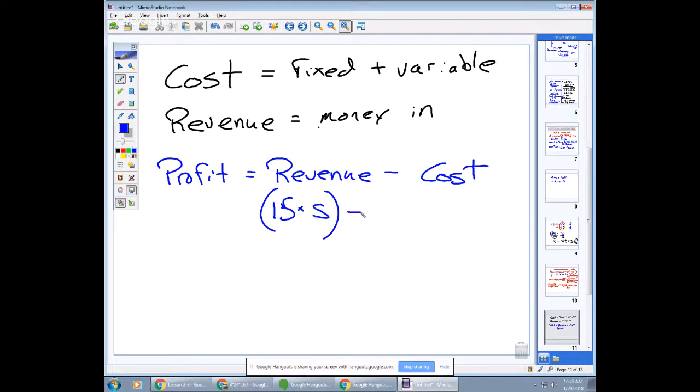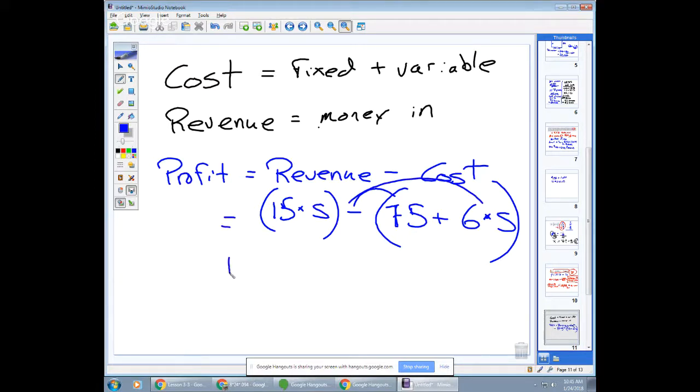All right, so then we have to minus the cost. How do we calculate the cost in this situation? 75 plus 6 times the number of shirts, so that's our 6 times S. And keep in mind the parentheses I put here is important because both the 75 has to be subtracted from whatever we have for revenue and the 6S has to be subtracted. So let's just clean that up a little bit. So that really means I have 15S minus 75 minus 6S.